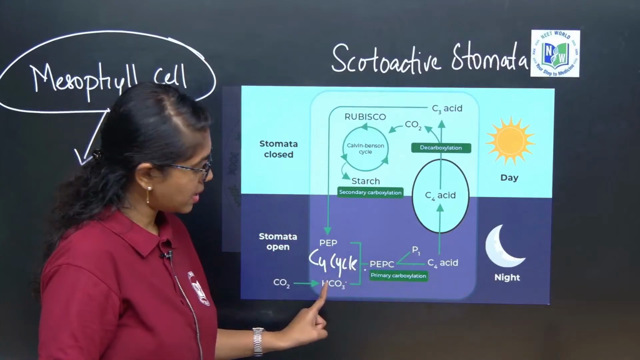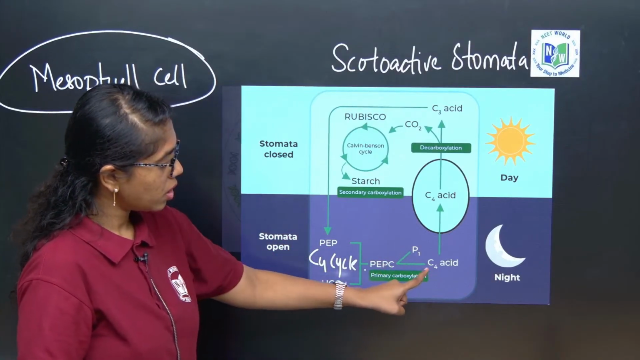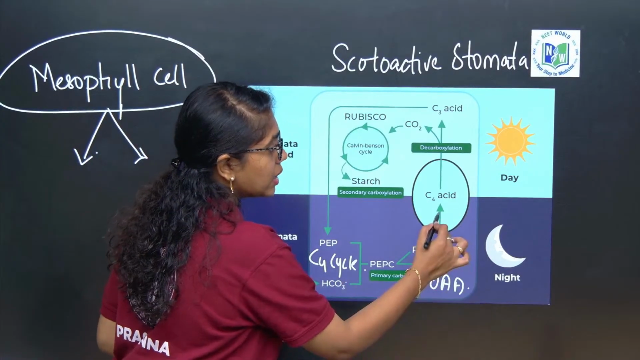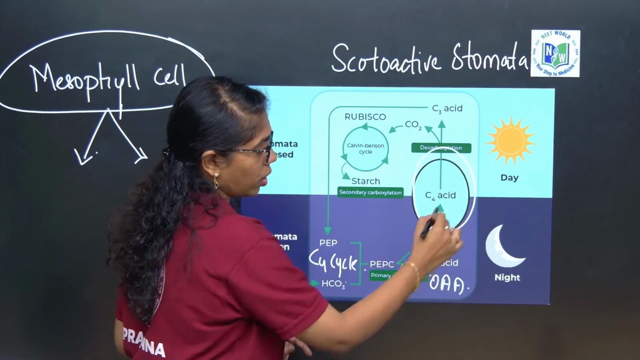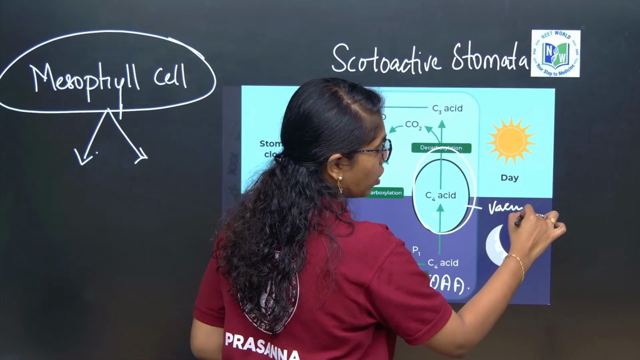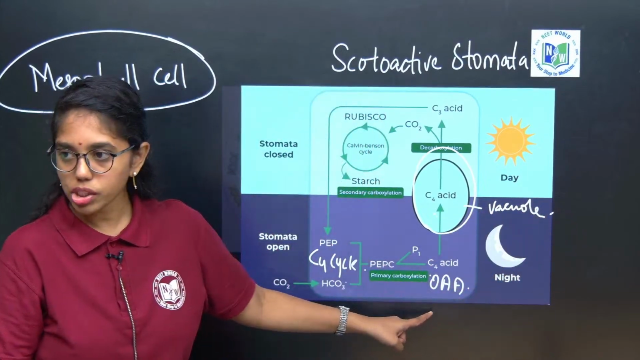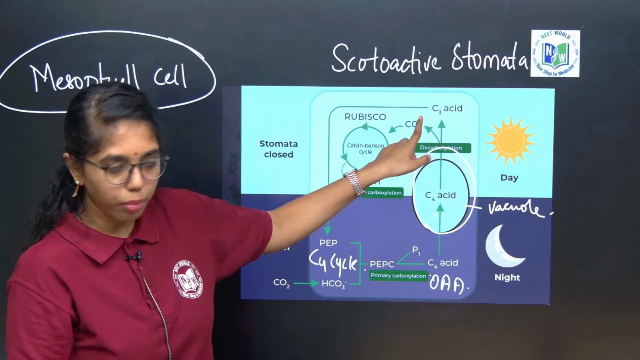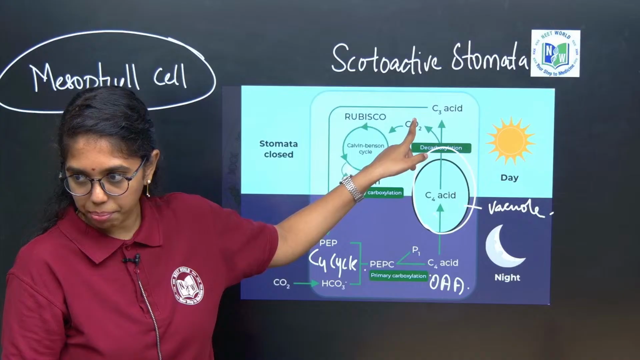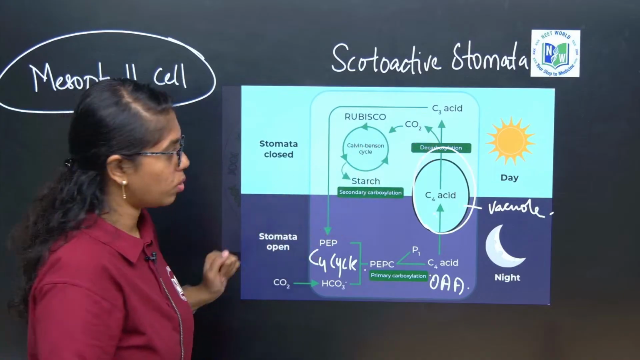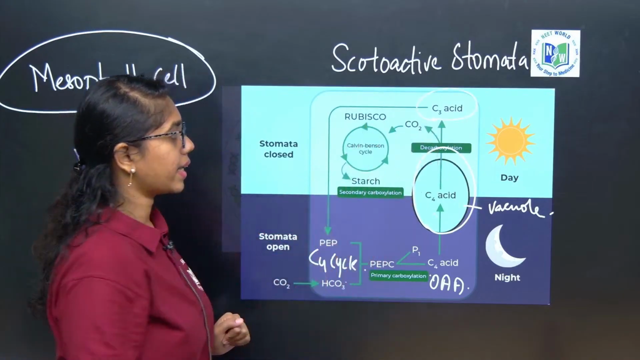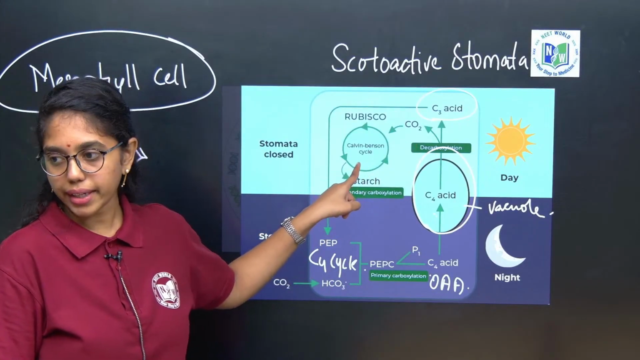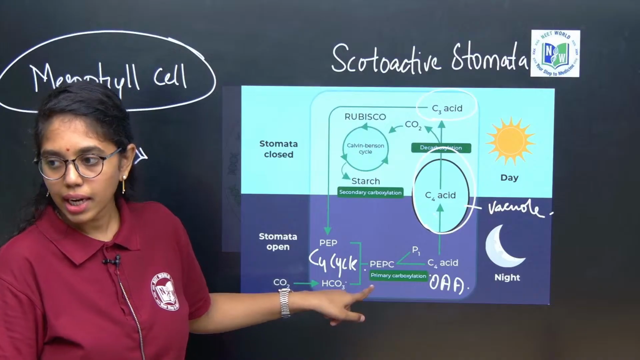In the same cycle, by PEPcase, the 4 carbon compound oxaloacetic acid is formed, and this is stored inside the vacuole. Where is it stored? The vacuole. During daytime, decarboxylation happens inside the mesophyll cells only, and the C3 cycle is activated. C3 cycle is activated during what? Daytime. The C4 cycle takes place at night time.